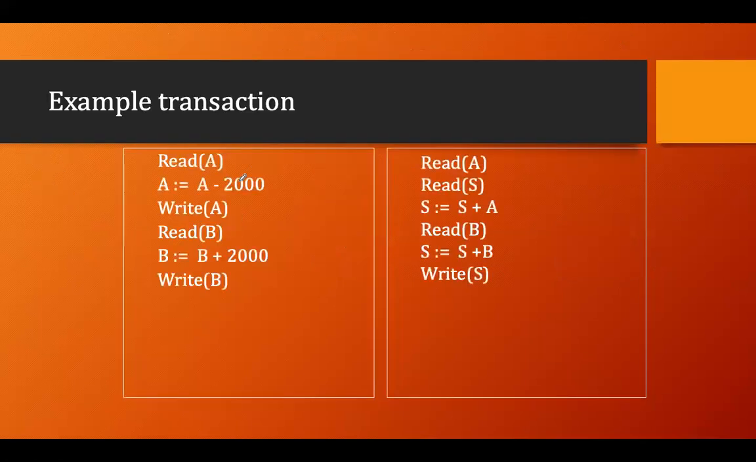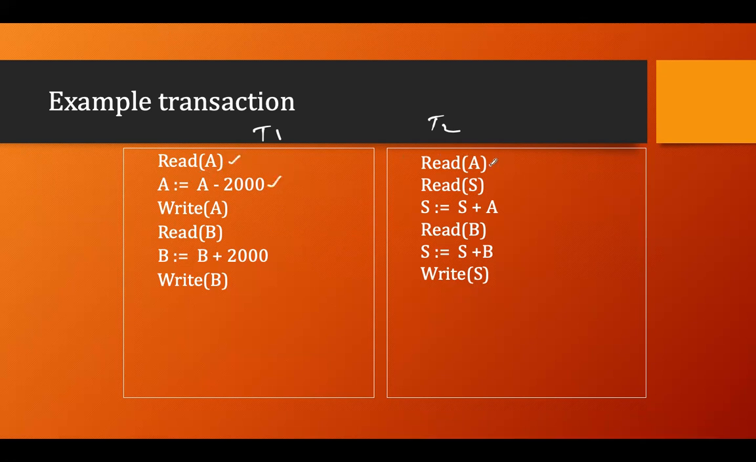Now the next problem is called the inconsistent read problem. Assume that we have two transactions: this is transaction 1 and this is transaction 2. I told you that in a concurrent execution of transactions, any operation can collide with any other operation. So let's assume that there is a read operation and there is an update operation.